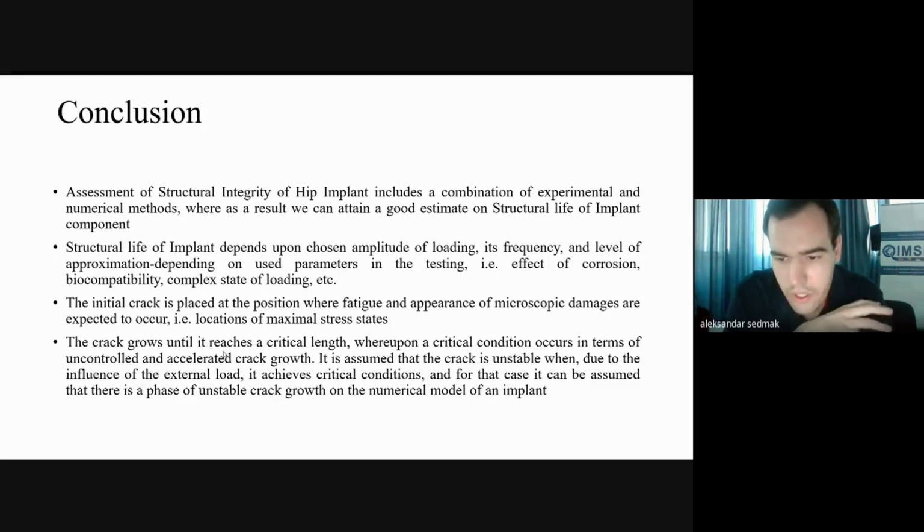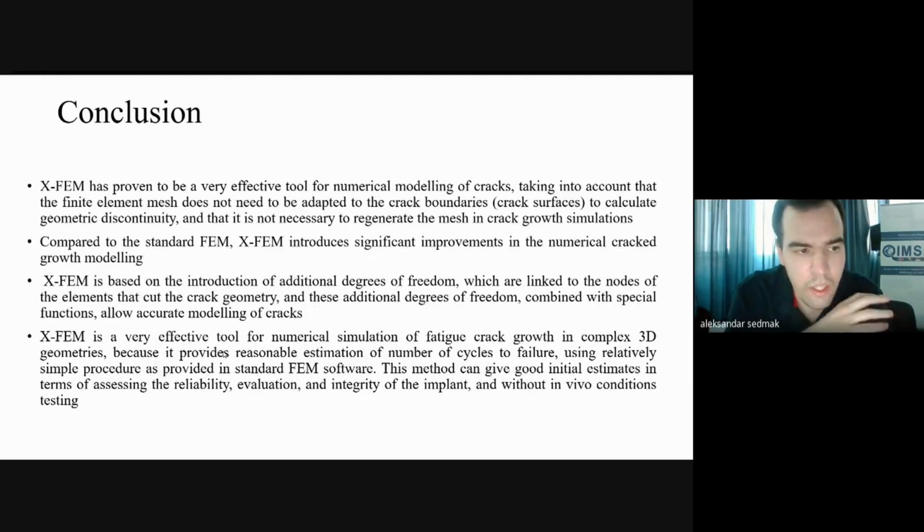It is assumed that the crack is unstable when, due to the influence of the external load, it achieves critical condition, and for that case, it can be assumed that there is a phase of unstable crack growth on the numerical model of an implant. So for the crack growth, we use XFEM simulation, which is proven to be a very effective tool for numerical modeling of cracks and crack type defects, because we only use one type of mesh, and that is where the FEM simulation lacks. It will have to generate mesh for each individual step.